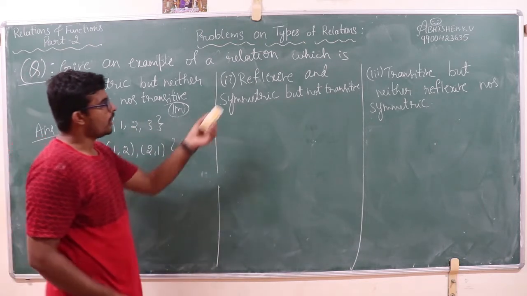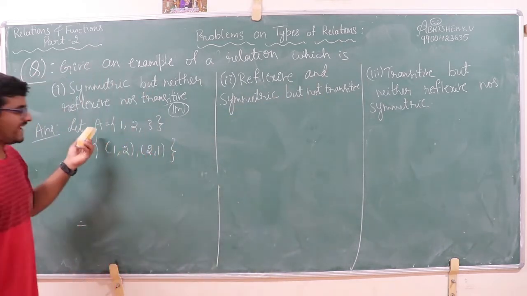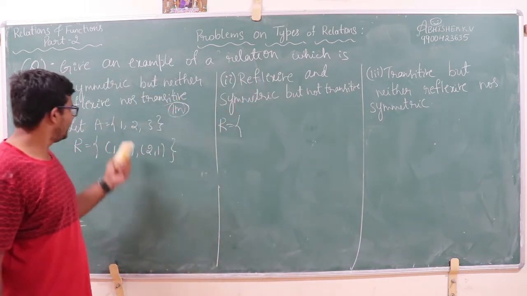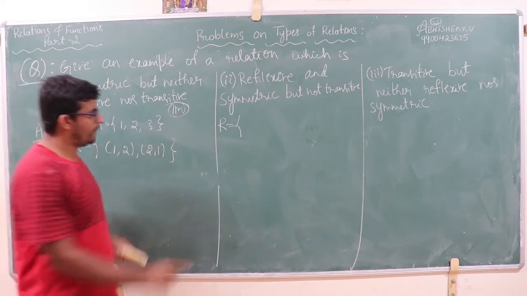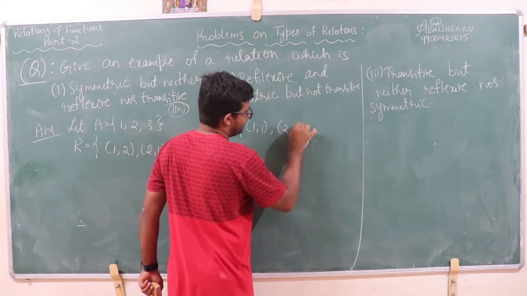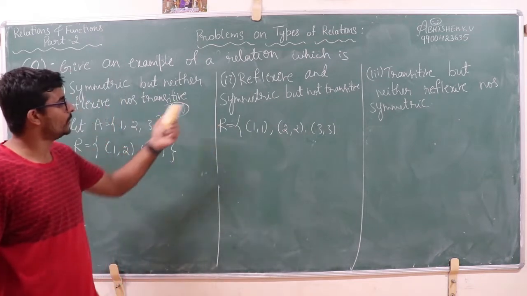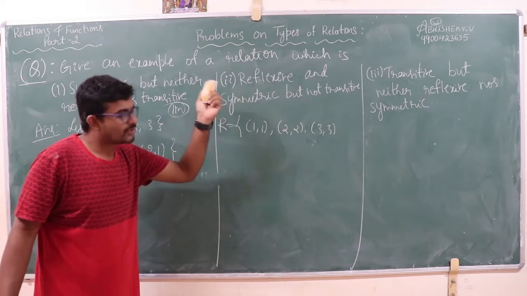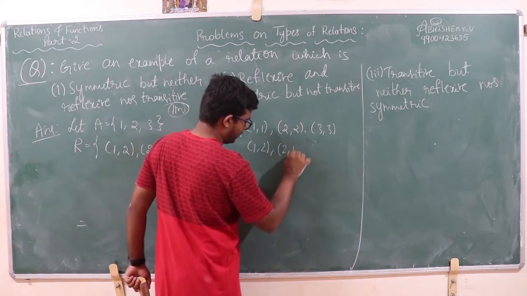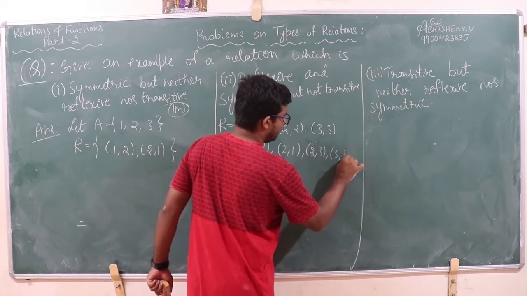Okay. Then reflexive and symmetric but not transitive. For the same set A, I am going to write the relation R, which is reflexive, right? Since it contains 3 elements, the relation should contain 1 is related to 1, 2 is related to 2, and 3 is related to 3. Therefore, the given relation is reflexive. The given relation should be symmetric also. For symmetric, if I consider (1, 2), then it is (2, 1), then (2, 3), then (3, 2).